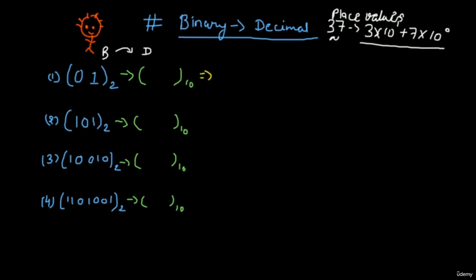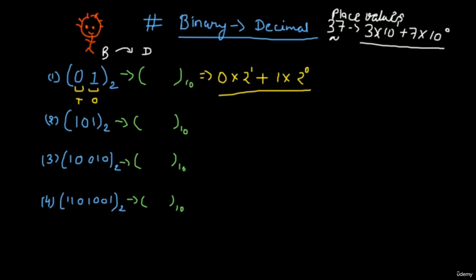Like 0 multiply 2 to the power 1 plus 1 multiply 2 to the power 0. So this 1 is at ones place and this 0 is at tens place. So I just wrote it similarly to this one. Just remove 10, replace 10 with the 2. That's it.